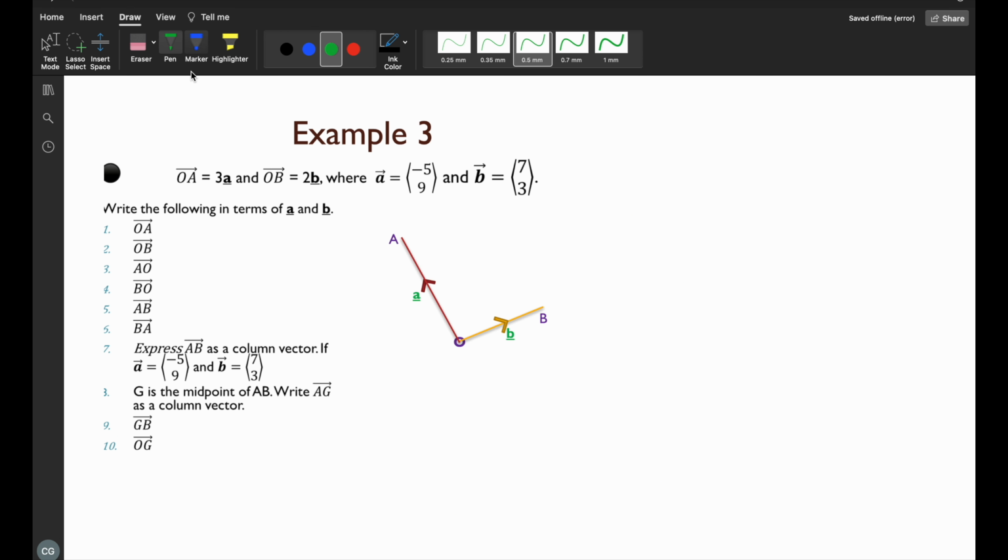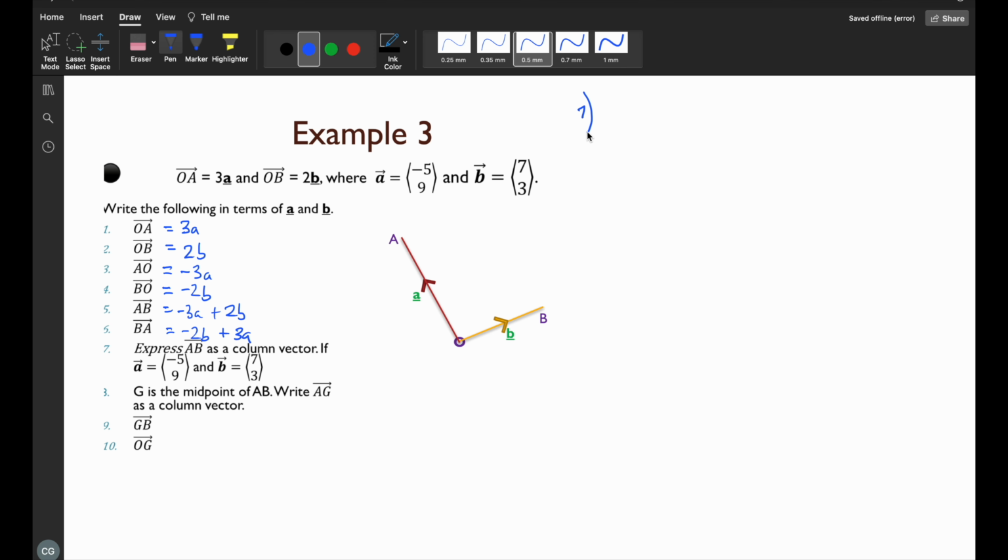Alright, so OA, we see that OA is equal to 3A. OB is equal to 2B. AO would be the opposite of this, so minus 3A. BO would be the opposite of this, minus 2B. AB is going to be from AO plus OB. So that will give us AO, negative 3A, plus OB, which is 2B. And then BA is going to be negative 2B plus OA, which is 3A. Alright, so that's for number 6.